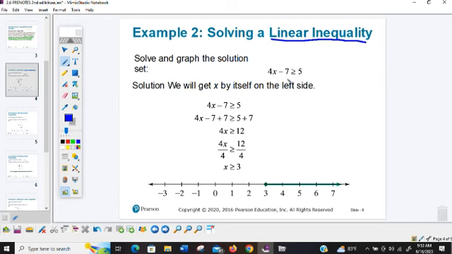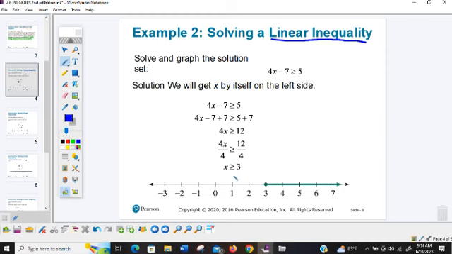If it was an equal to, the first thing I would do would be add 7 to both sides. So that's what they did here. Then we're left with the 7's cancel. We get 4x is greater than or equal to 5 plus 7 is 12. Now to get the x by itself, we are going to divide both sides by 4. Okay, so over here we get x is greater than or equal to 12 divided by 4 is 3. Now I don't have to flip the sign because I didn't divide by a negative 4. I divided by a positive 4.